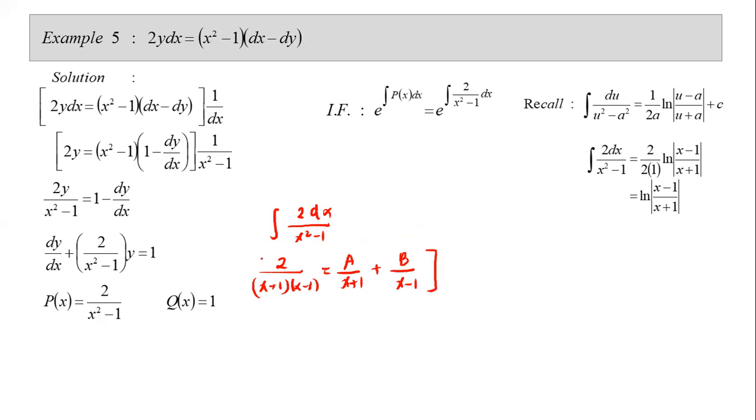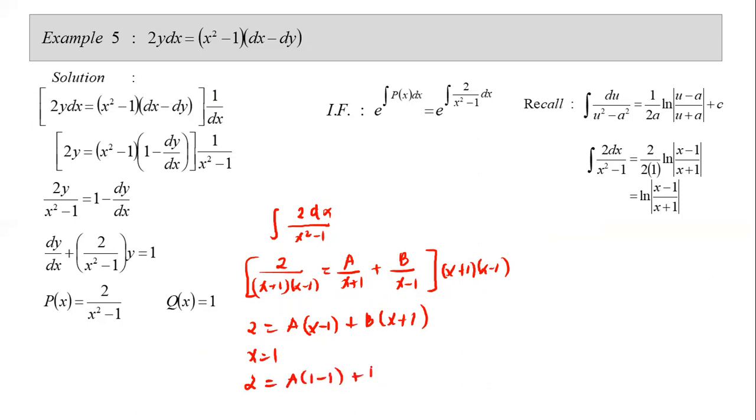And then you multiply everything by x plus 1, x minus 1. So you shall have 2 equals a times x minus 1 plus b times x plus 1. And then by Heaviside cover-up method, you can let x equals 1. So you have 2 equals a times 1 minus 1 plus b times 1 plus 1. So this is equal to 2 and this is 0. So you have 2 equals b times 2 and therefore b is equal to 1.